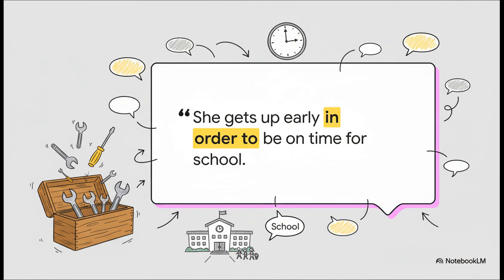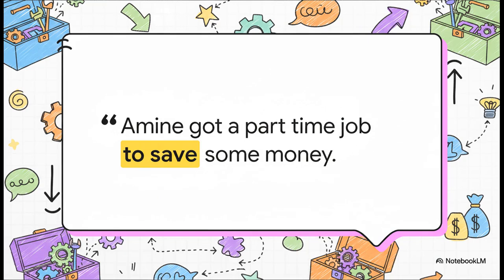Let's see an example. She gets up early. Okay, but why? What's her purpose? In order to be on time for school. See? That phrase, in order to, creates this really clear, kind of formal link between what she does and what she wants to achieve. And here's the most common version in action. Amin got a part-time job. For what reason? Simple. To save some money. It's direct, it's clear, it's perfect. This is the one you're going to hear and use all the time.